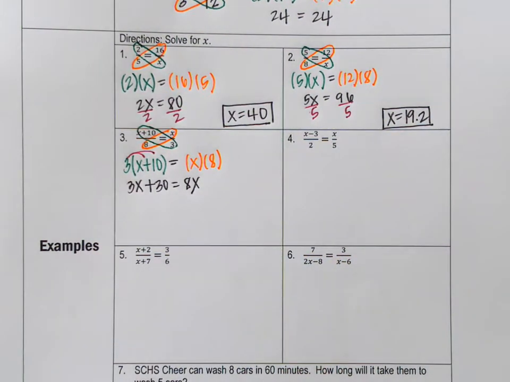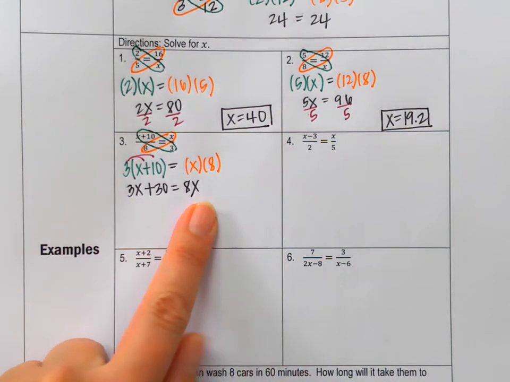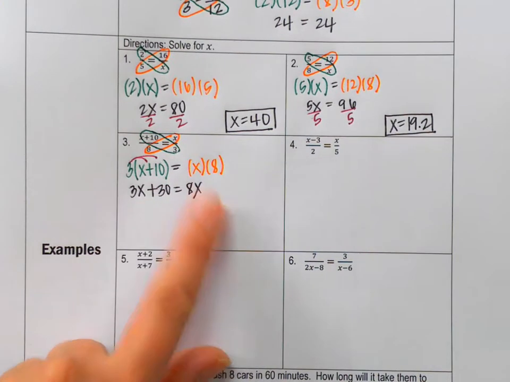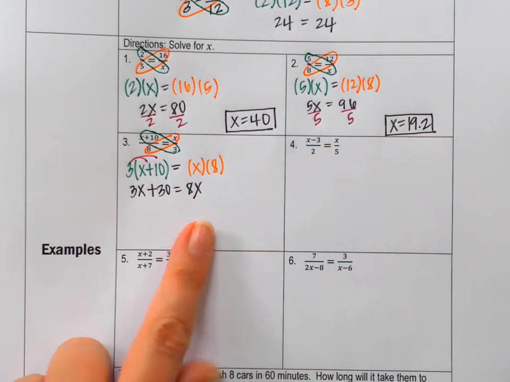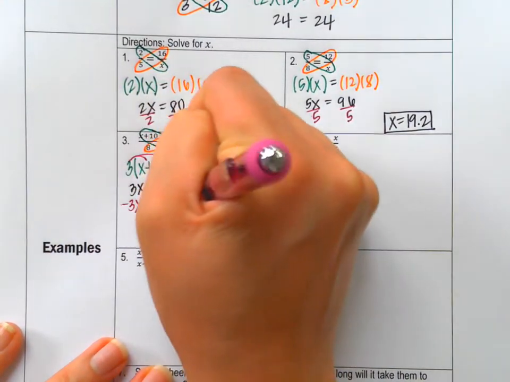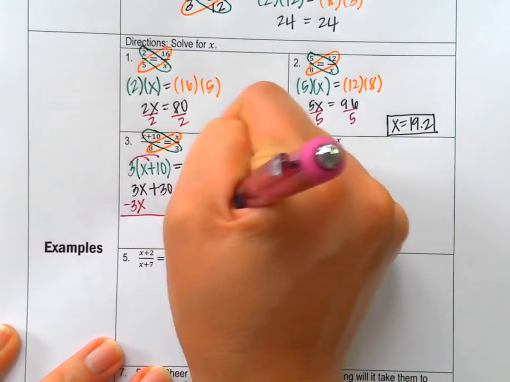So from there, I solve for x. So I want to move the x's to the same side of the equation. So I have a 3x here and an 8x here. I can either move the 8x over, but because there's no constants on this side, I'm going to actually move the 3x to this side. So I'm going to subtract 3x from both sides.